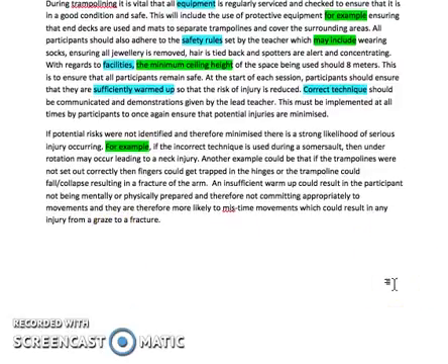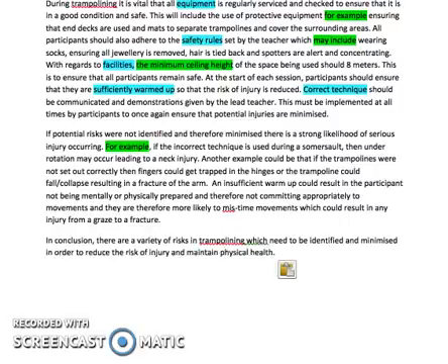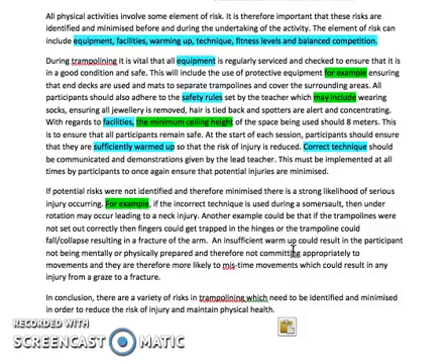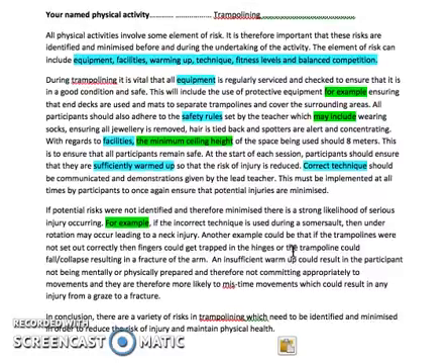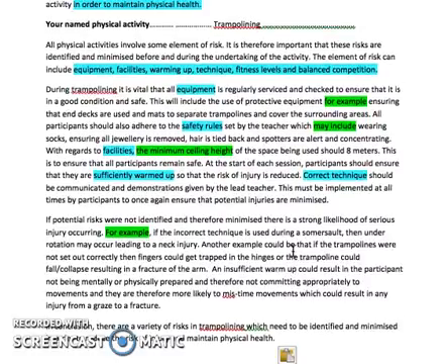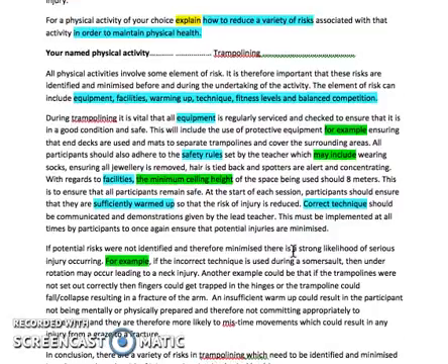Okay, so the last bit, again, is a conclusion. In conclusion, there are a variety of risks in trampolining which need to be identified and minimised in order to reduce the risk of injury and maintain physical health. Now, these last sentences, they don't take up a great deal of time, but they do enable you to just close your explanation in this case, to make sure it's clear to the reader that you've finished and you didn't run out of time or something similar. Okay.